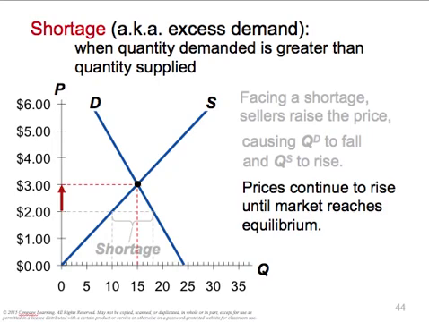Now, price continues to rise until they reach market equilibrium. Okay, we get back to that point where quantity demanded equals quantity supplied, $3 for a latte, and you're going to sell 15 lattes, and the market is in equilibrium. So no matter whether you end up in a shortage or a surplus, the market forces are going to try to move towards equilibrium.